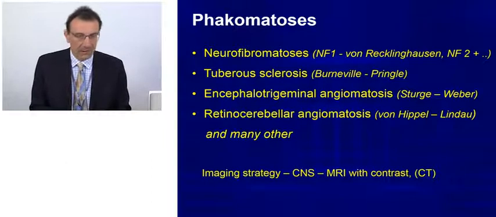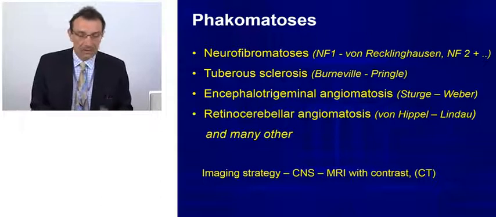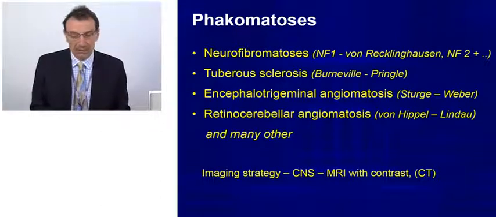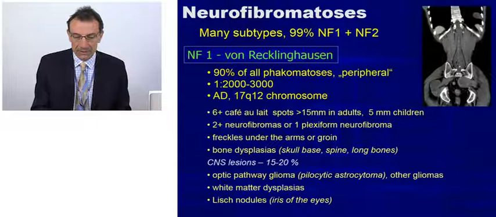And concerning the imaging strategy of the central nervous system, imaging method number one, of course, is MRI. Especially here, MRI with the gadolinium intravenous contrast agent. This is really important because, as I have already said, we should look for different types of tumors, multiple tumors in multiple locations. So the application of contrast is really necessary here.